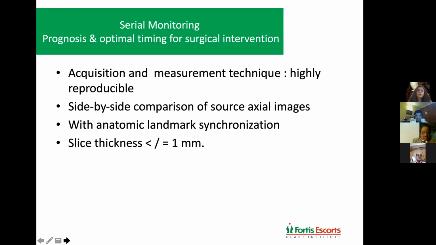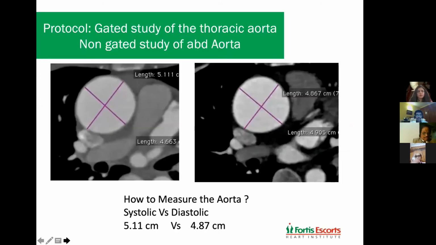Serial monitoring also becomes easy because the prognosis and optimal timing for surgical intervention is dependent on various measurements, and you can actually have side-by-side comparison of source axial images from different times. The protocol used is usually a gated CT of the thoracic aorta and a non-gated study for the abdominal aorta.